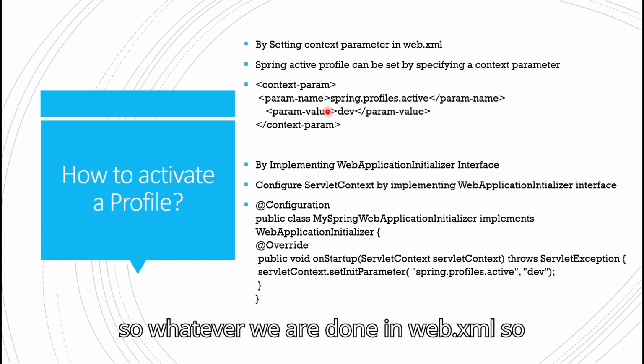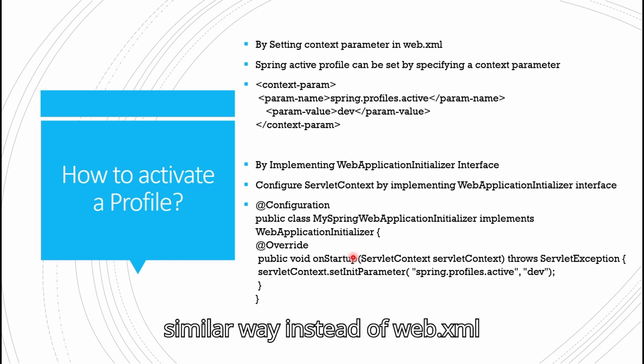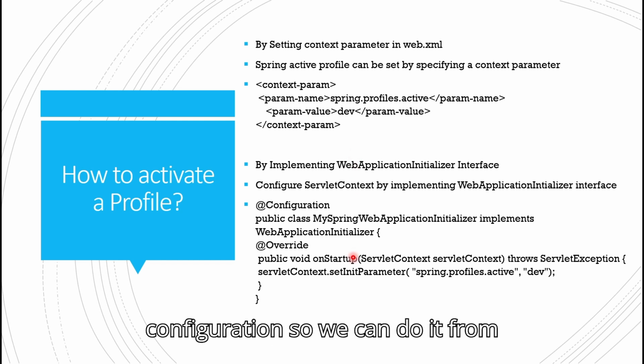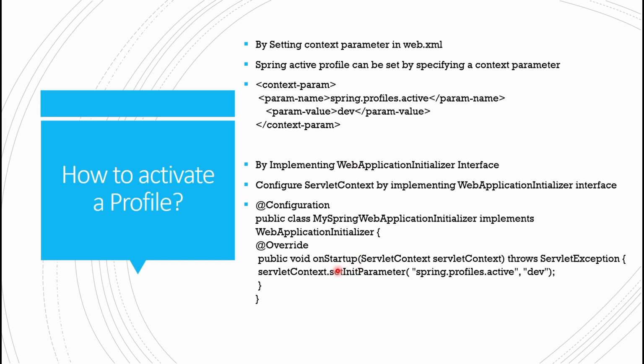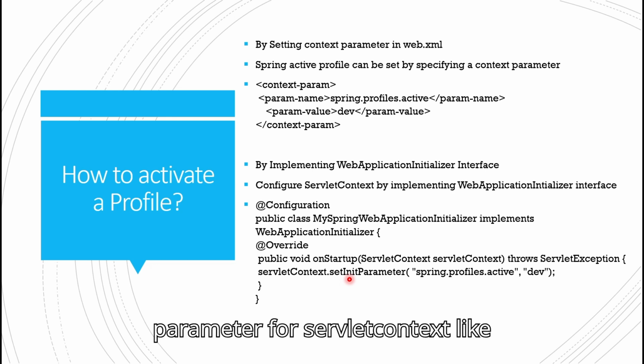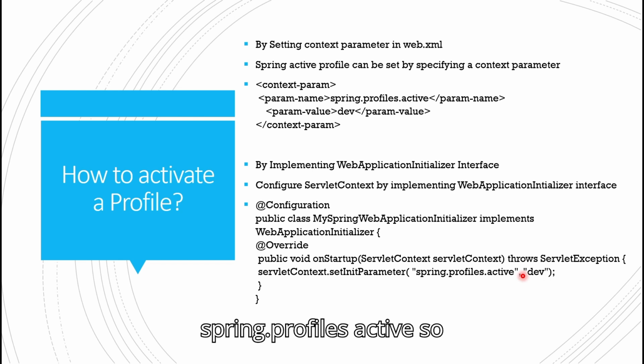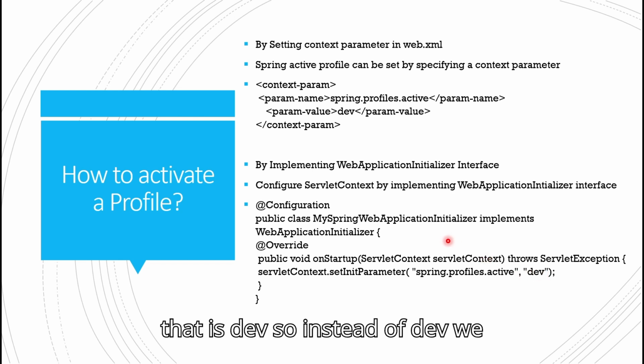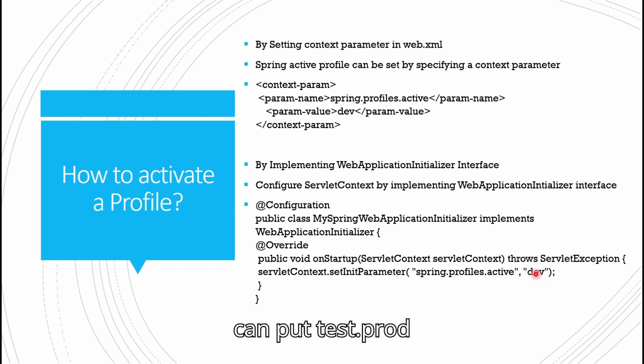Whatever we did in web.xml, in a similar way, instead of web.xml configuration, we can do it from the class. On startup, we are setting the init parameter for the servlet context, like spring.profiles.active. That is dev. Instead of dev, we can put test or prod.